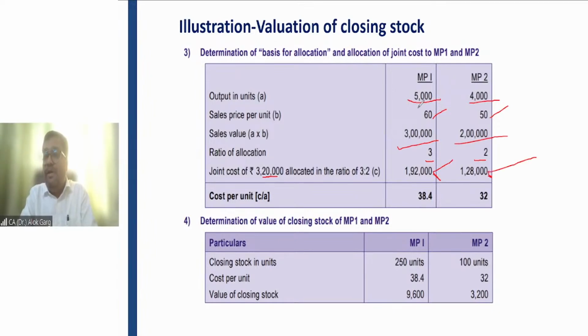What is my cost per unit? 1,92,000 divided by 5,000, 1,28,000 divided by 4,000. 38 rupees 40 paisa, and 32 rupees. Do let me know if you have any problem or challenge in understanding this calculation, how I have allocated. Please let me know, friends.